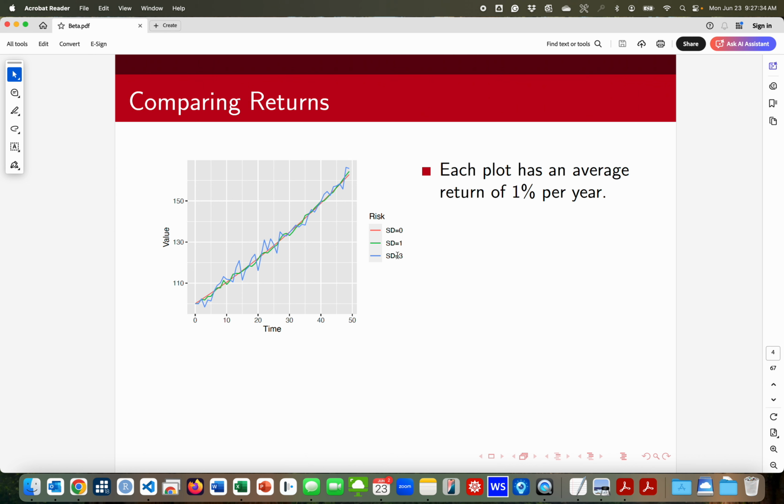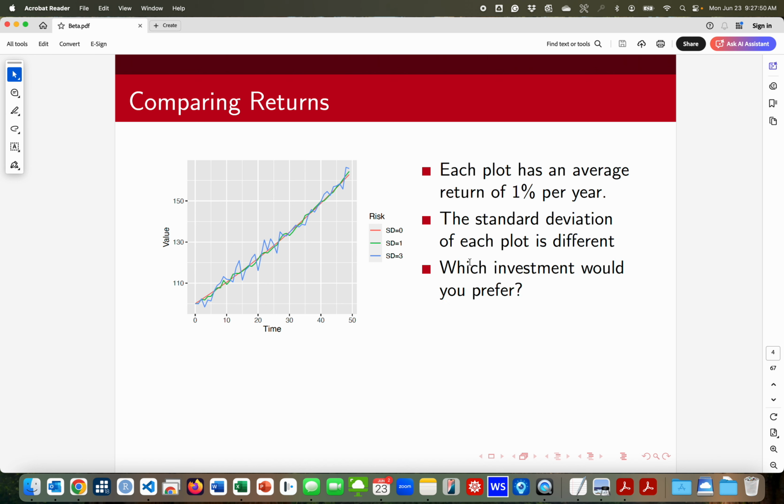And the blue one has a standard deviation of 3%. So notice we see more variation around the line, but sometimes it's high, sometimes it's lower, but on average we're getting 1%. And that's how we see this volatility. Sometimes it returns higher, sometimes it returns lower. So if you're thinking about these, which one would you want? I'm going to choose the one with the standard deviation of 0%. If I'm going to get a 1% return on average, I'm going to choose that 1% with 0 standard deviation.